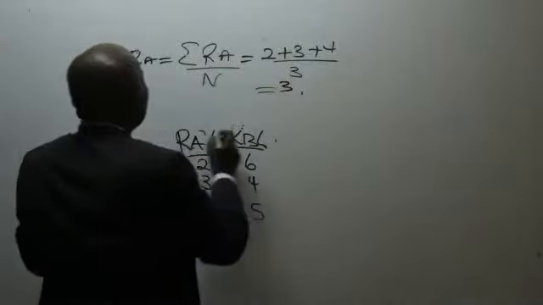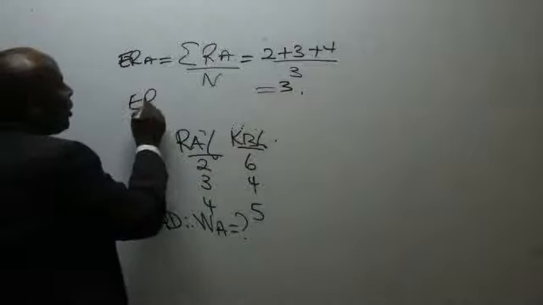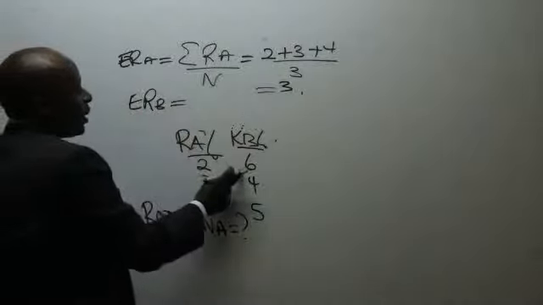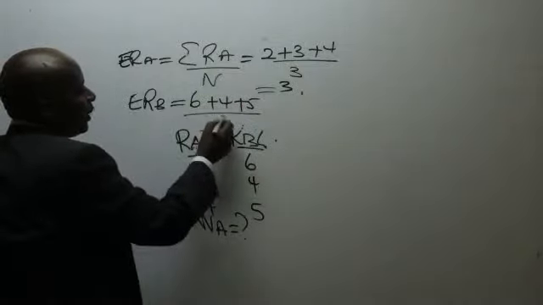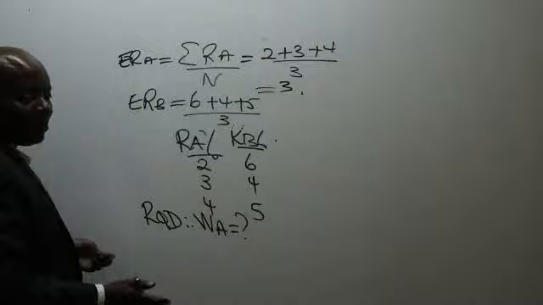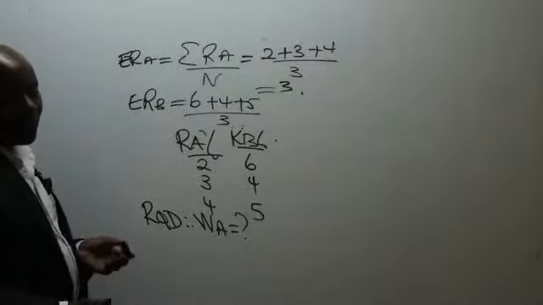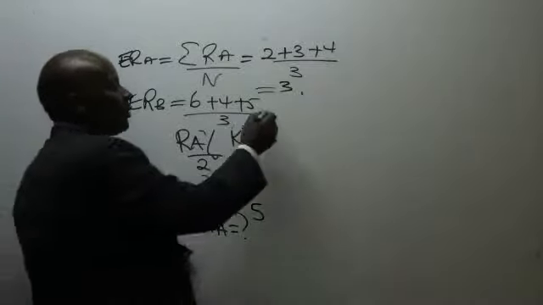How about expected return of B? So expected return of B, what do we have? We have 6 plus 4 plus 5. We divide this again by how many numbers? 3 numbers. Divide this by 3. Thank you very much. The answer is 5.